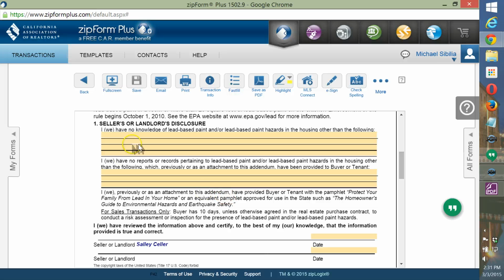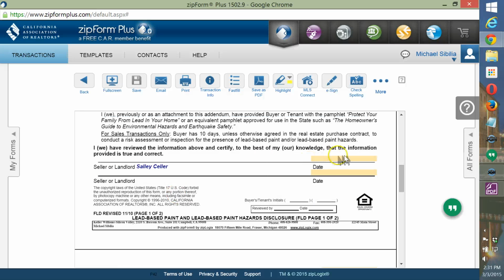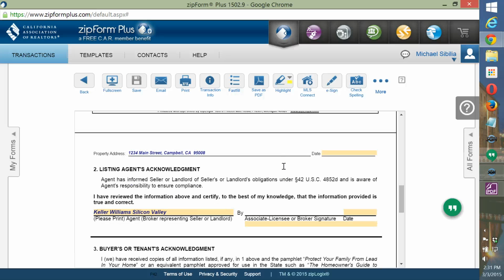But we don't know, right? It wasn't all. So it says, we have no knowledge of lead-based paint or lead-based paint hazard other than the following. Do you know of any? No, we leave it blank. We have no reports or records. Have you had any tests done? Do you have any reports or records? No, we leave it blank. Sign and date. Then up here, the listing agent's acknowledgement that I have informed the seller or landlord of their obligation is where the agent's responsibility is, you sign and date.